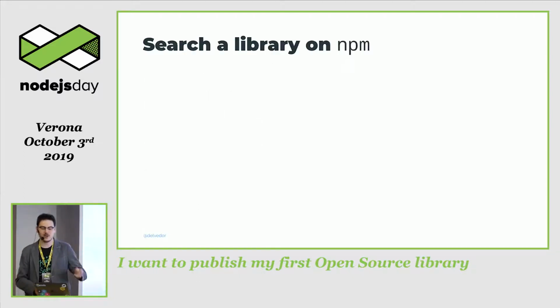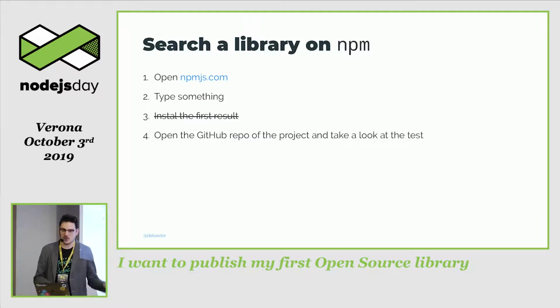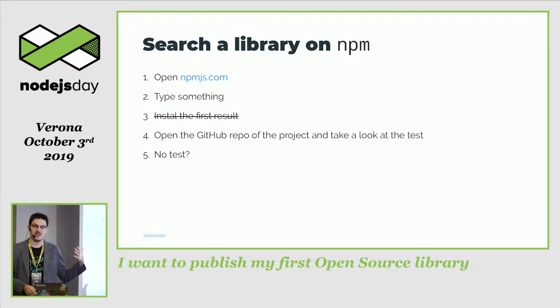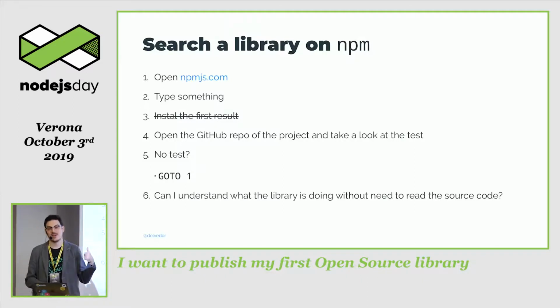So let me share again how I search for a library on npm. I open npmjs.com, type something, I don't install the first result, open GitHub, look at the tests. No tests, go to 1. There are tests, great. Can you understand what the library is doing by reading the documentation instead of opening the source code? No? Go to 1 again, and let's start searching the next one.